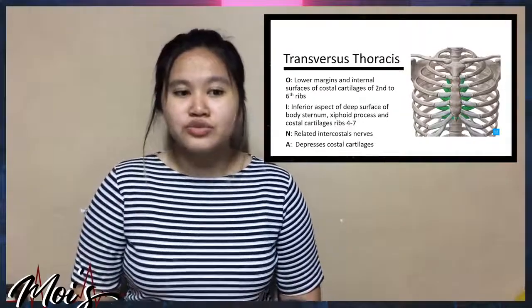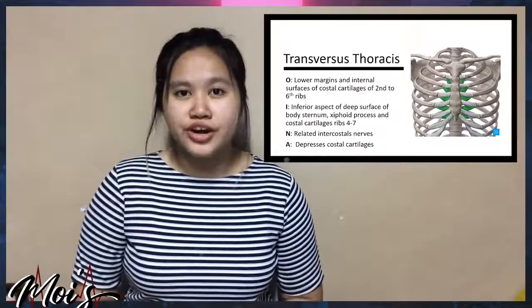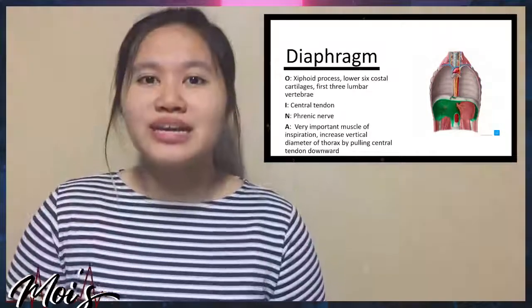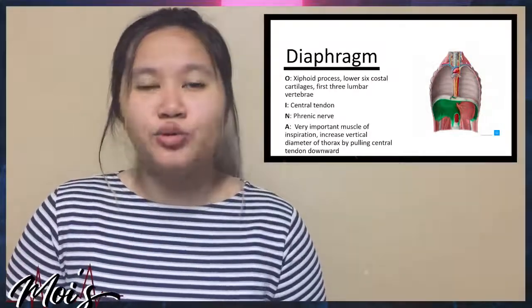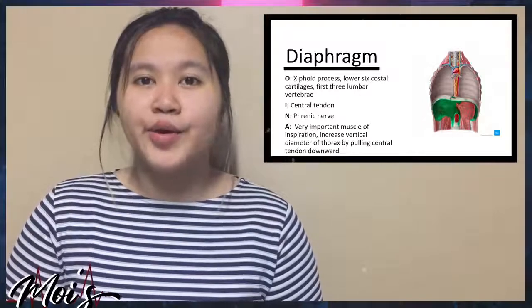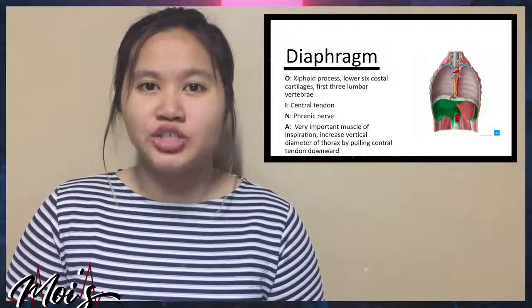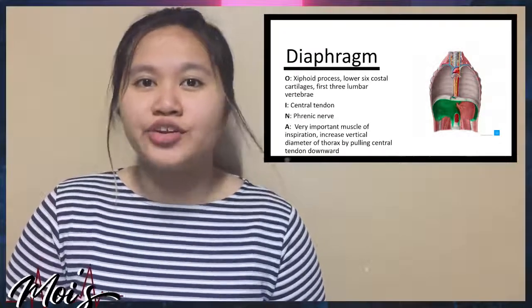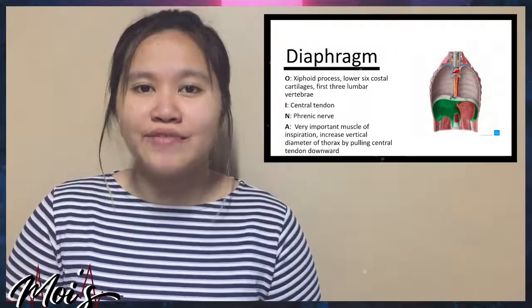Transversus thoracis 2 is it depresses the costal cartilages. The next one is the diaphragm. It's a dome shape and it is the most important muscle in respiration. Also, it separates the thoracic and abdominal cavities.